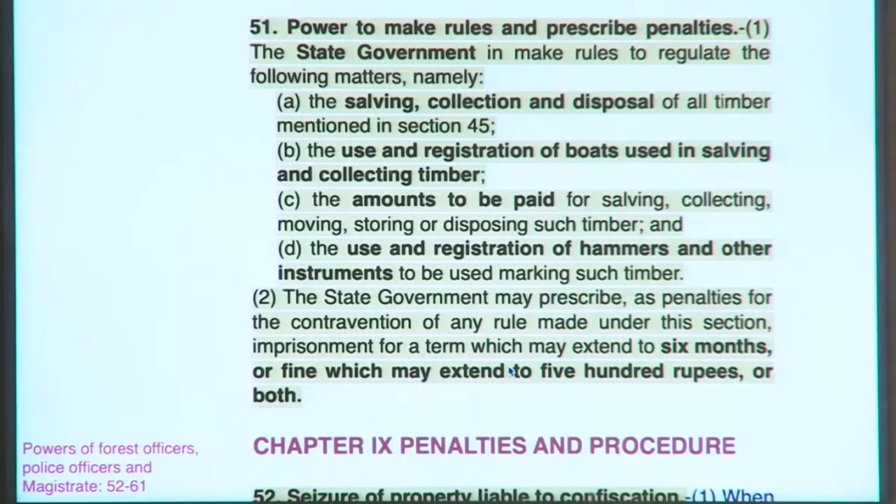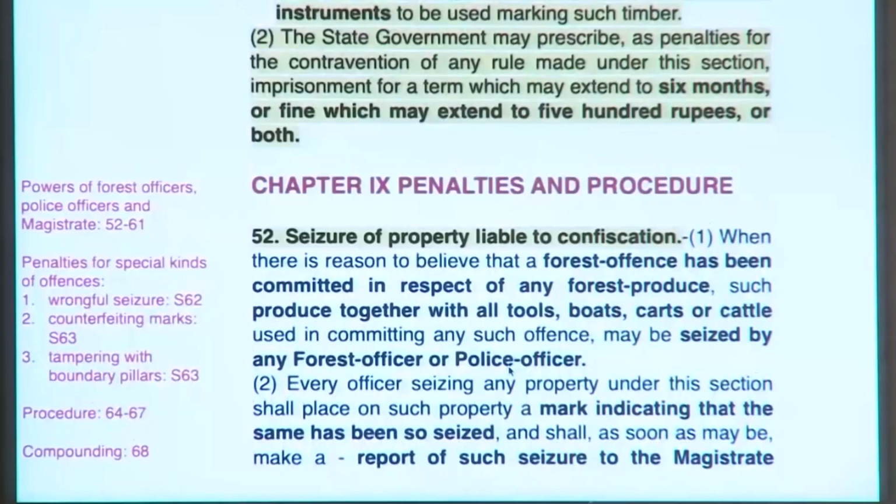Then section 51 is power to make rules and prescribe penalties. The state government can make rules to regulate the following matters: salving, collection and disposal of timber, use and registration of boats used in salving and collecting timber, amount to be paid for salving, collecting, moving, storing and disposing timber, use and registration of hammers and other instruments, and so on. And if there is a contravention, the penalty is 6 months or 500 rupees fine or both.